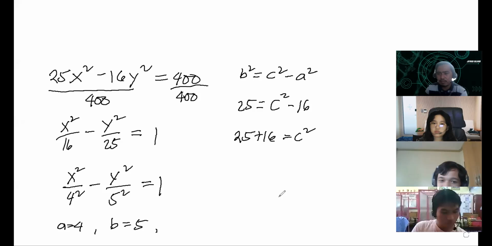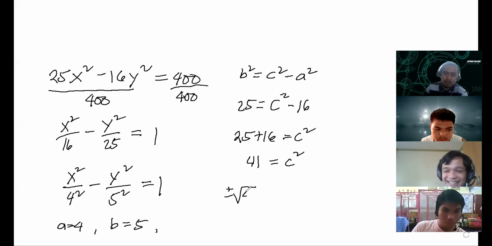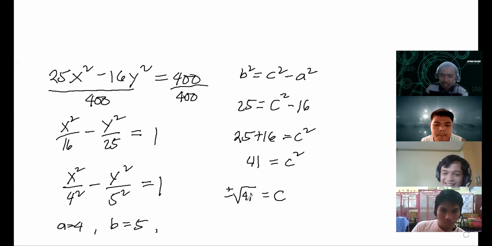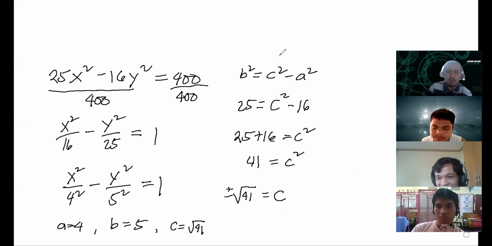So it means it will be 41 equal to C squared. After that, you take the square root. It will be positive or negative square root of 41 equal to C. And we know that 41 is not a perfect square, and we cannot find a factor of 41 that is a perfect square, right? So we will use square root of 41 as the value of C. Okay? Clear na, class? So your C is square root of 41.